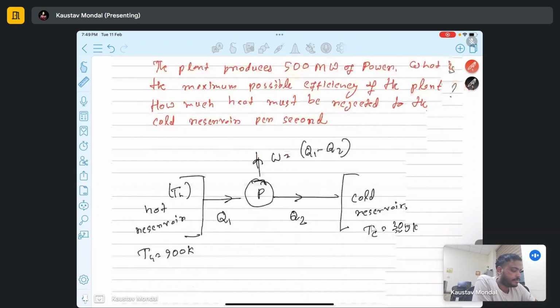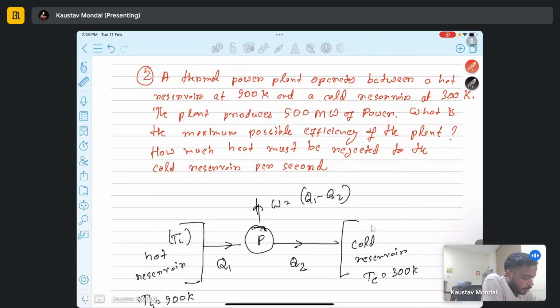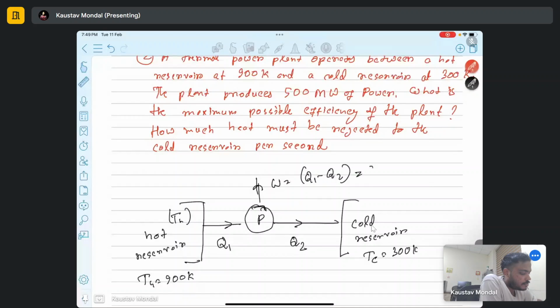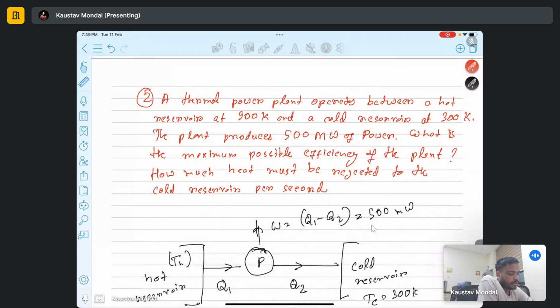And the work done, Q1 minus Q2, is also 500 megawatt. Okay, now what are the things you have to find out? First, you have to find out the maximum possible efficiency of the plant.